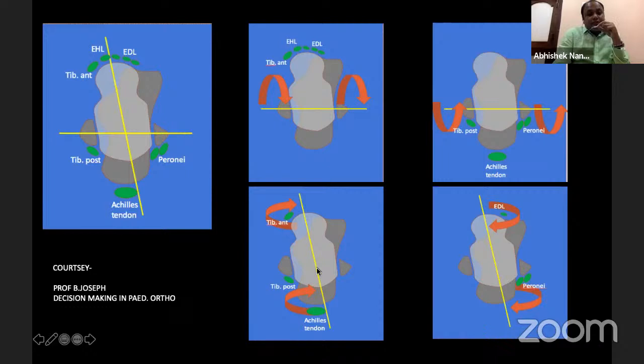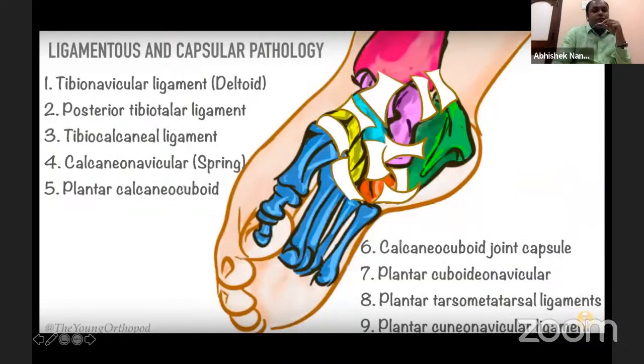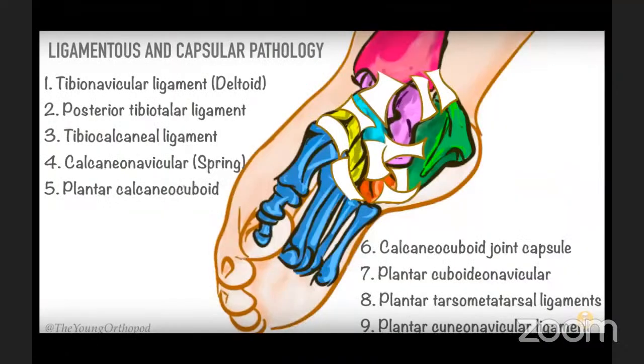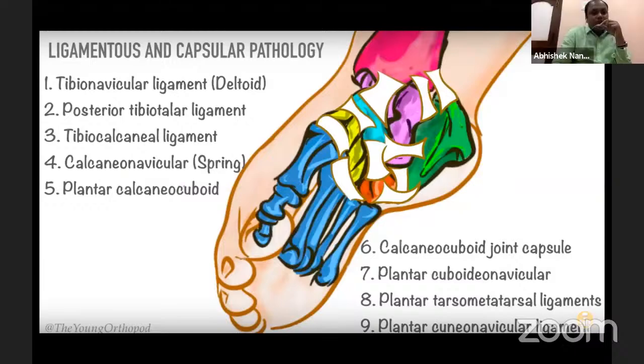On the other hand, if you see the subtalar joint, the tibialis anterior, tibialis posterior, and the Achilles are all doing inversion. And the peroneals and EDL are doing eversion. So the different ligaments and capsules which are involved in CTEV are the deltoid ligament, the posterior talar ligament, tibiocalcaneal ligament, the spring ligament, the plantar calcaneocuboid ligament, the calcaneocuboid joint capsule, the plantar cuboid navicular ligament, plantar tarsometatarsal, and the plantar cuneo navicular ligament.